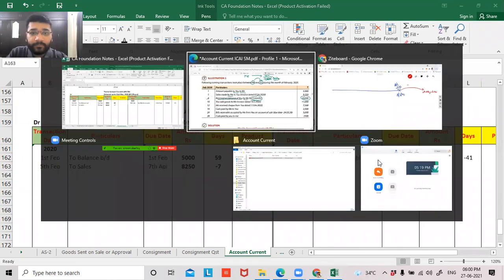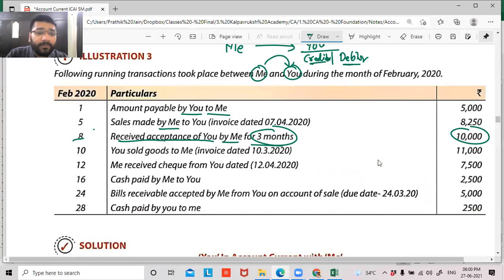Yes. Next, guys, on 10th, you sold goods to me for 11,000 rupees. Invoice date is 10/3/2020. You sold goods to me. In whose book are we preparing this account current statement, guys? Books of me. In books of me, ledger is you. So, guys, is this my sale transaction or purchase transaction? Purchase. You is selling, guys. You is selling means we are purchasing.